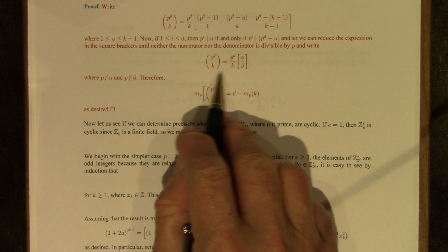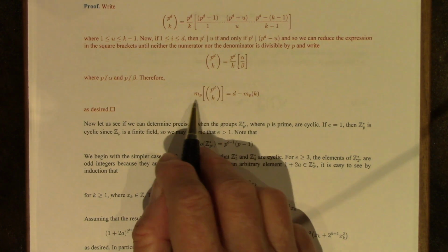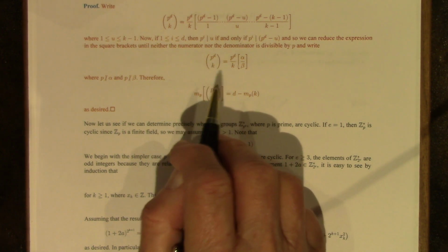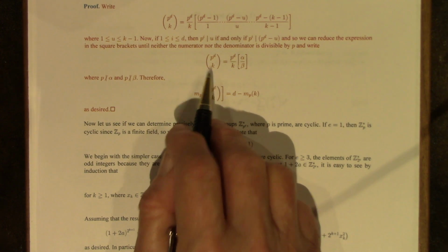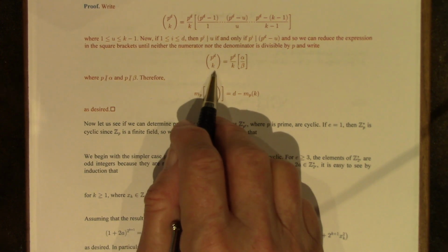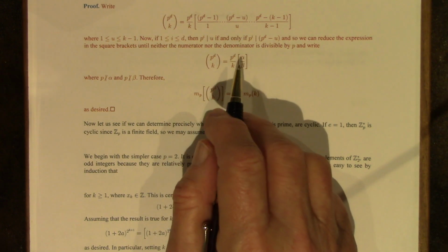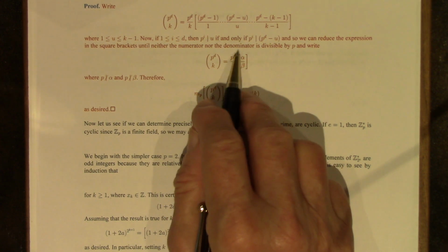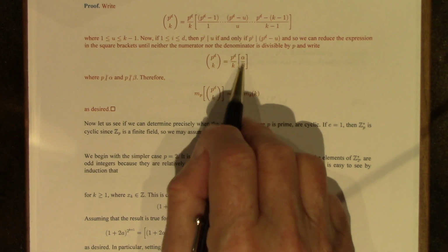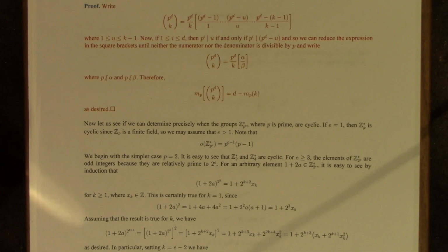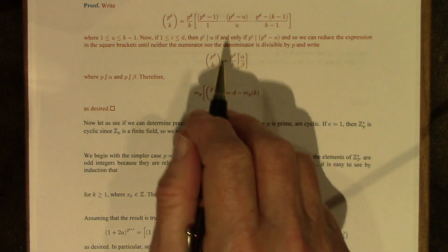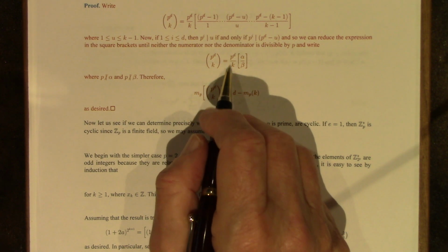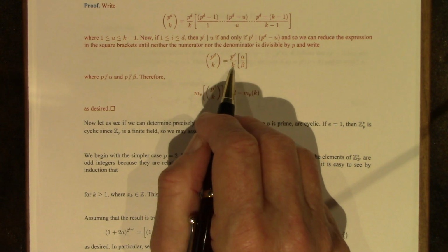Well, now when we look at this, we can see more clearly what m_p of this binomial coefficient is. So in words again, it's the largest exponent e for which p to the e divides this. So that's equal to the largest exponent e for which p to the e divides this. But alpha and beta have nothing to do with p. They're not divisible by p. So in fact, this is equal to the largest exponent e for which p to the e divides p to the d over k.